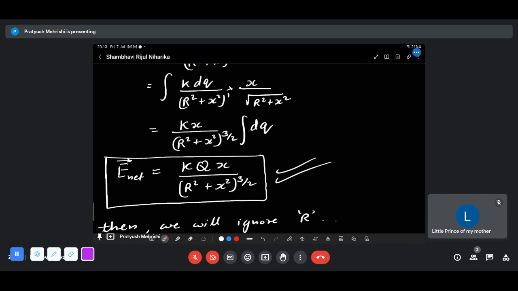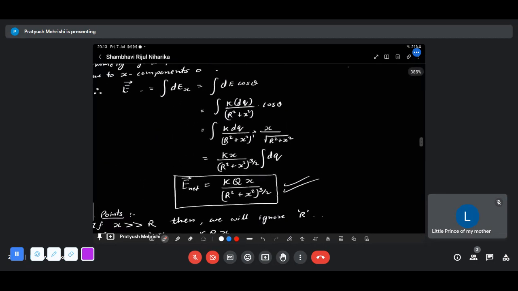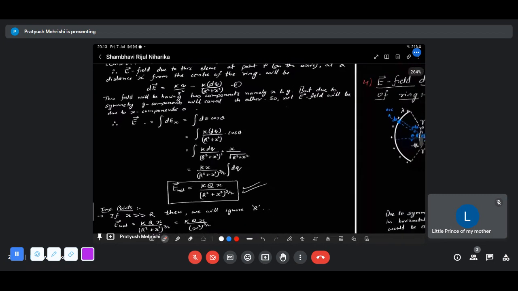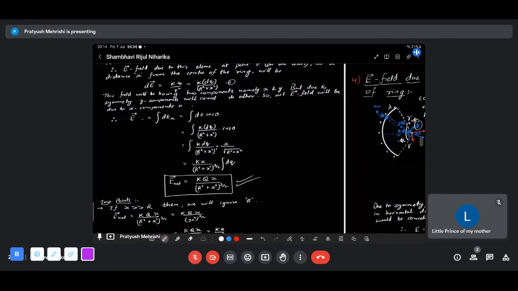Got it? And when we integrate dq, what is dq? dq was a small charge on the ring. If we integrate it, we will get the full charge. What is the full charge on the ring? Full charge we assumed as capital Q. So what will be the net electric field? Net electric field will be kQx upon r square plus x square to the power 3 by 2. Got it now?